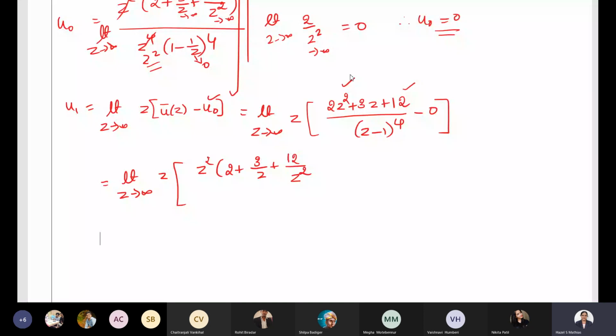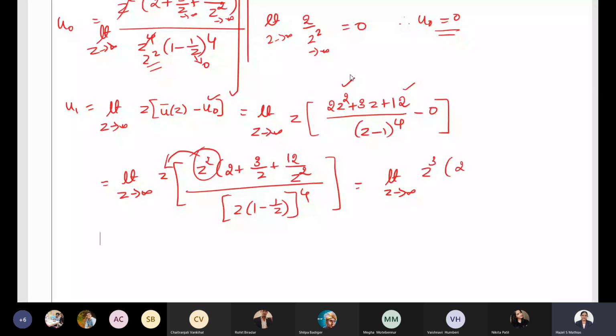Divided by, here also same case, you can take z outside. If you take z outside, it is 1 minus 1 by z whole power 4. Now apply the limit. What happens here? It will be limit z tends to infinity, this z square into z, it will be z cube into 2 plus 3 by z plus 12 by z square whole divided by z power 4, 1 minus 1 by z power 4. So here 1 z gets cancelled, 1 by z remains. So when limit z tends to infinity, the value of u1 will be 0.